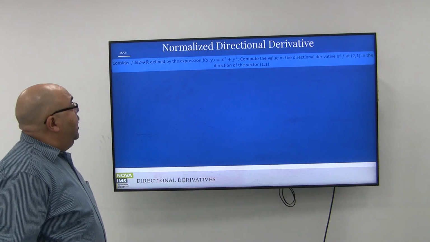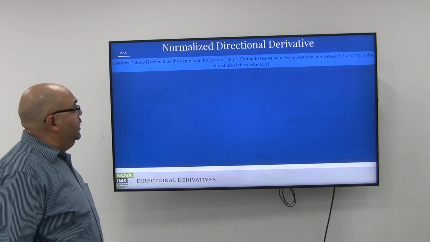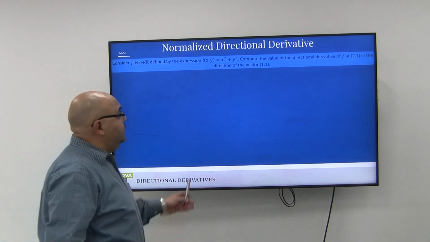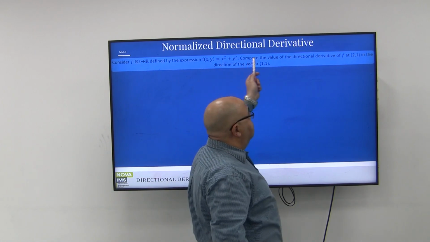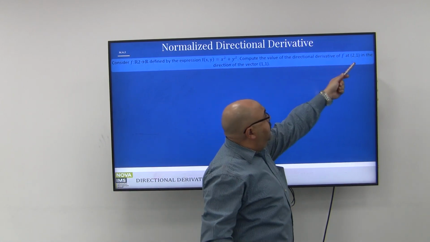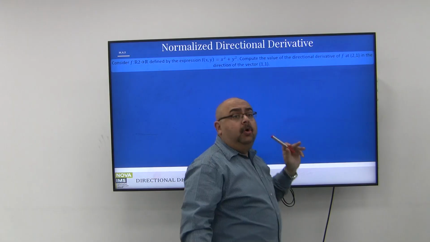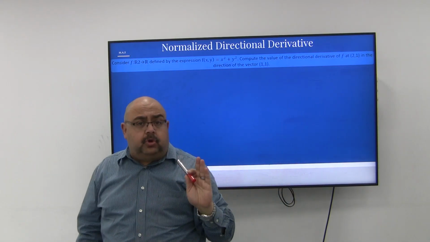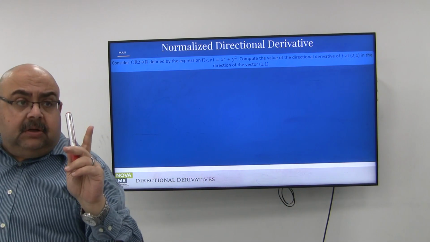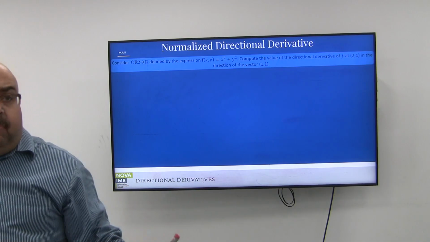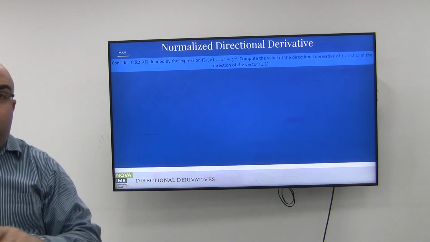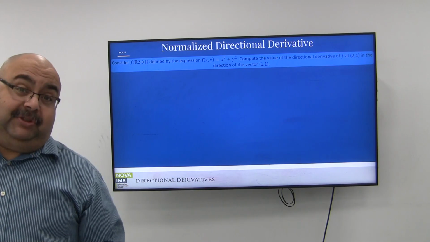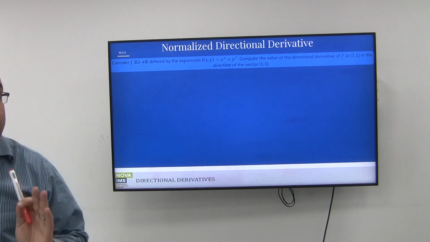Next, here is another problem for the normalized directional derivative for x squared y squared, and this is at 2 and 1, that's the point, and that's the vector. One of the common mistakes that people usually make is that they mix up the vector and the point, so they replace one with the other, and that's a common mistake. So please be careful about this.